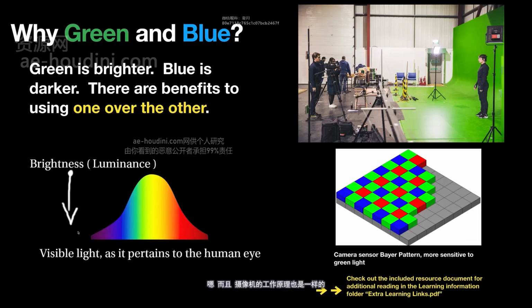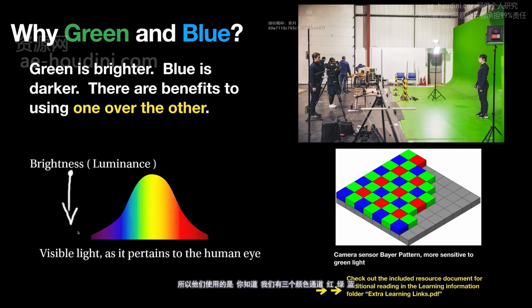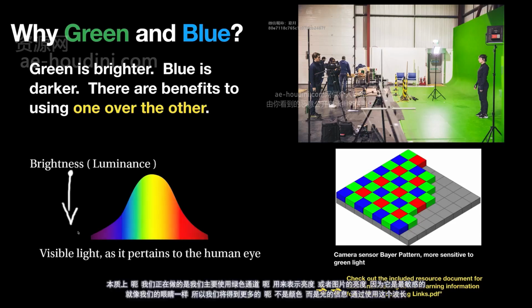But also, cameras work the same way. Cameras are built to mimic the human eye. If you imagine this is a camera sensor, this is called a Bayer pattern, so it's more sensitive to green light. You see that there are blue and red squares, but there's double the amount of green ones. We have three color channels, red, green, and blue, and essentially we're using the green channel mostly for the luminance, or the brightness, of a picture, because it's the most sensitive, just like our eye. So we're going to get more, not color, but light information by using that wavelength.